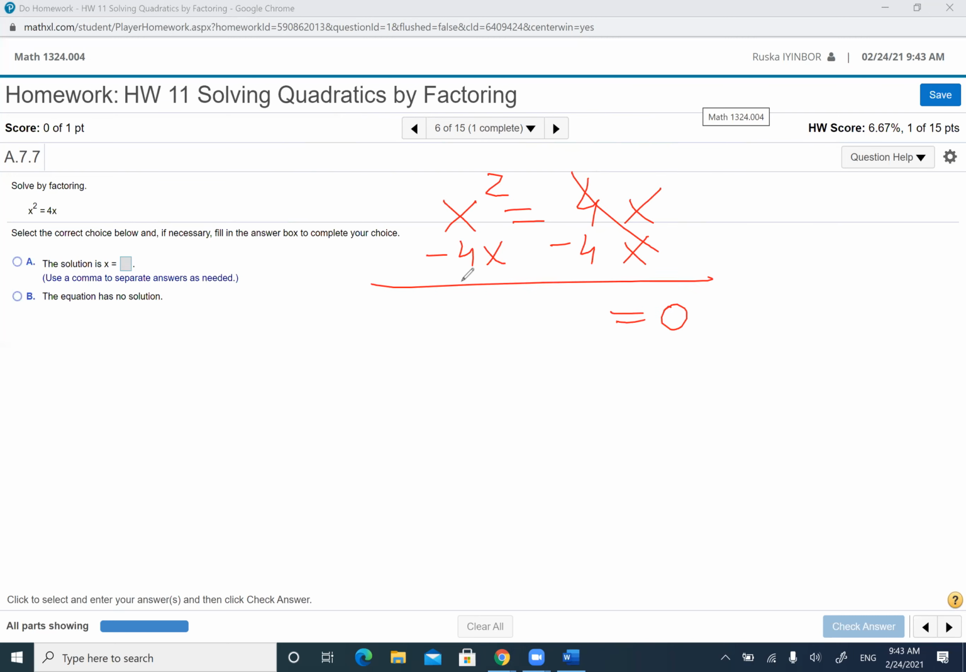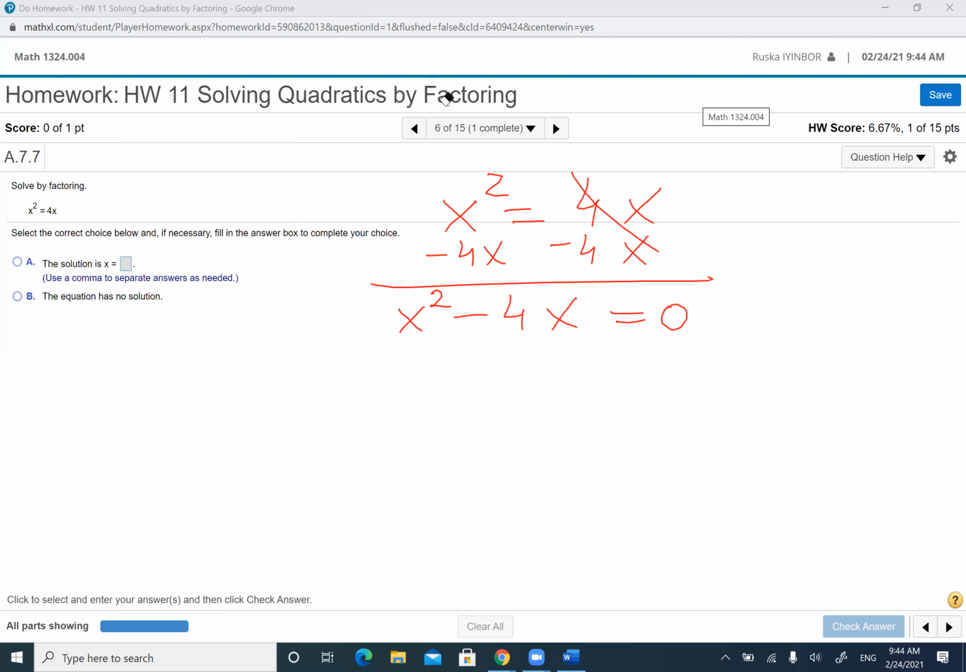So we're going to get 0 equals. Now, x squared and 4x, they're not like terms. You can't combine them, so you're just going to copy them. Okay? So I have x squared minus 4x equals 0. And then from here, we're going to factor. How do you factor those two? You're going to look for a common factor. What is the common factor?